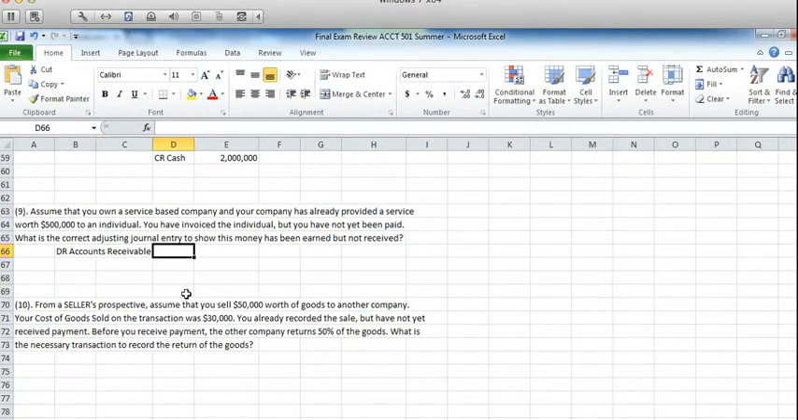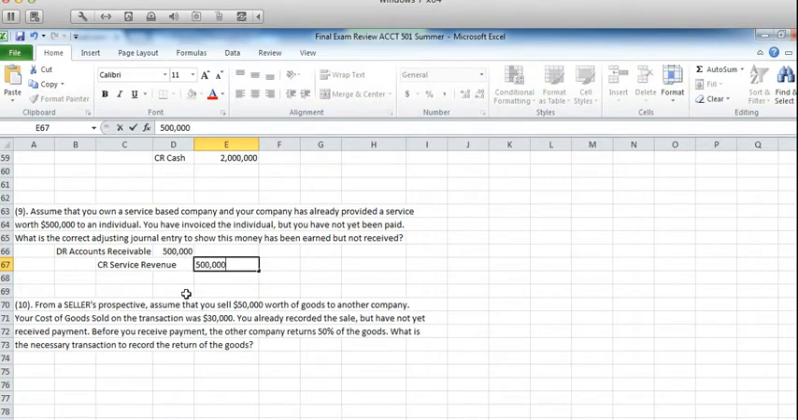Okay, and in this case, since the service was a $500,000 service, we're going to mark that down and we're going to credit service revenue because revenue is shown when it is earned. Okay, so we've earned this revenue, we've billed for it, so we have an account receivable, and now we're just waiting to get paid the money that this other individual owes us.